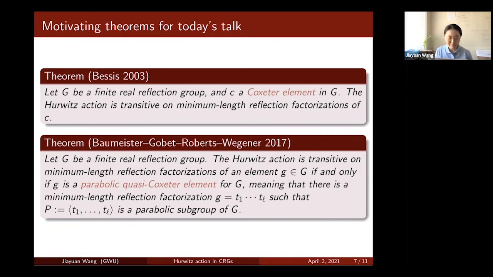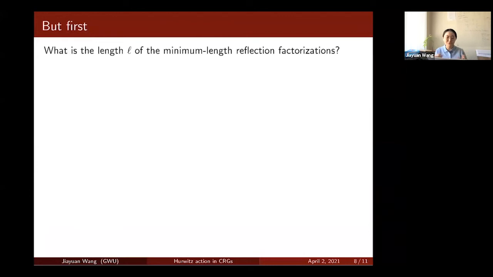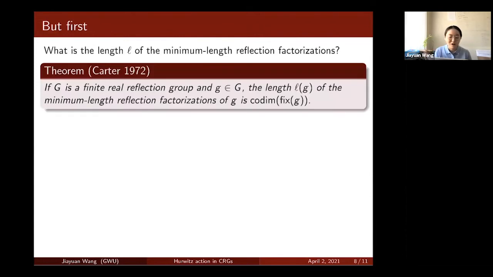And before we talk about that, I will just discuss a little bit what minimum length means. Superficially, minimum length is just a number, the smallest number of factors we need in order to factor an element. But because we're working with reflection groups, there should be some geometric interpretation of the minimum length or reflection length. And indeed there is. Carter in 1972 showed that if G is a finite real reflection group, for any element, the reflection length is the codimension of the fixed space of that element.